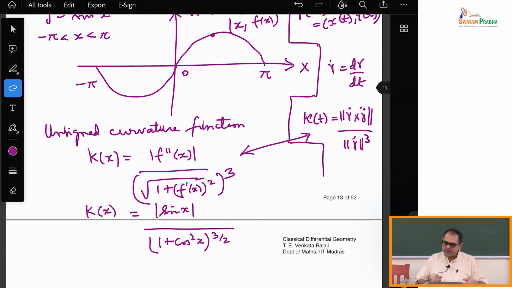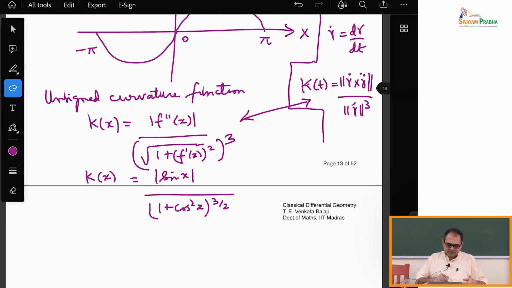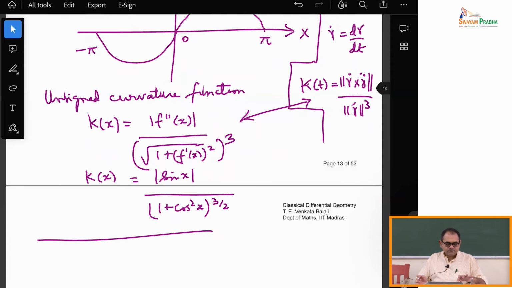Sometimes I am using kappa and sometimes I am using k. So let me just stick to k, which is easier. I'll put the thing on the right as k. So this is the curvature function, and this is the first part of the question. The mod in the sin x is important.